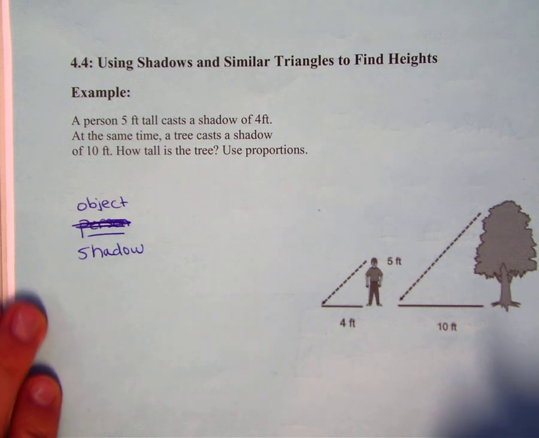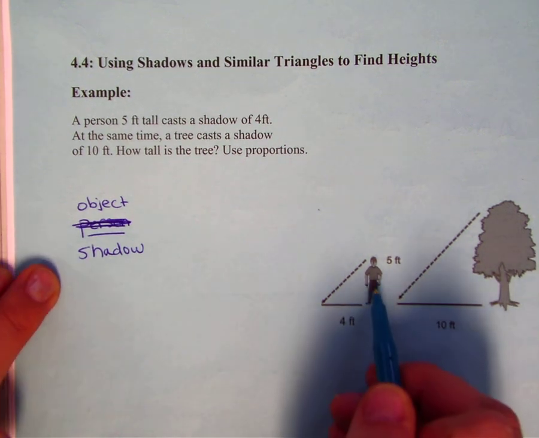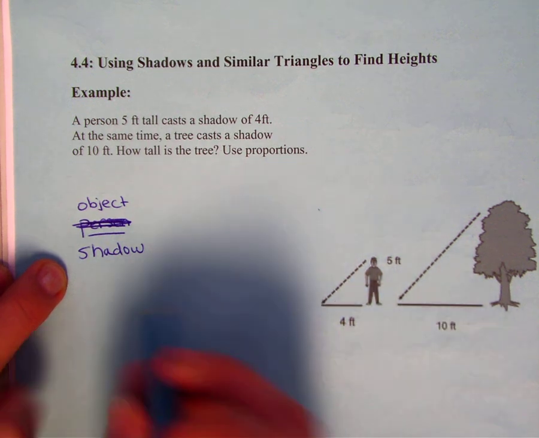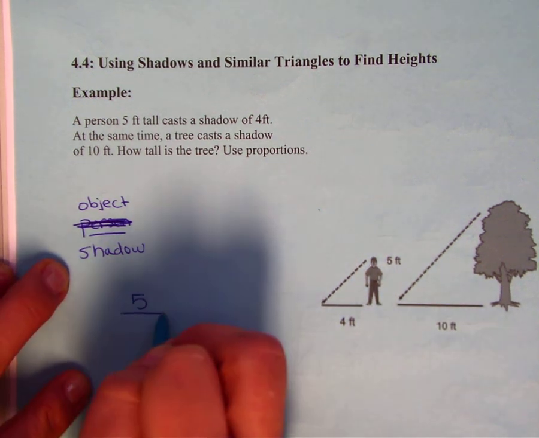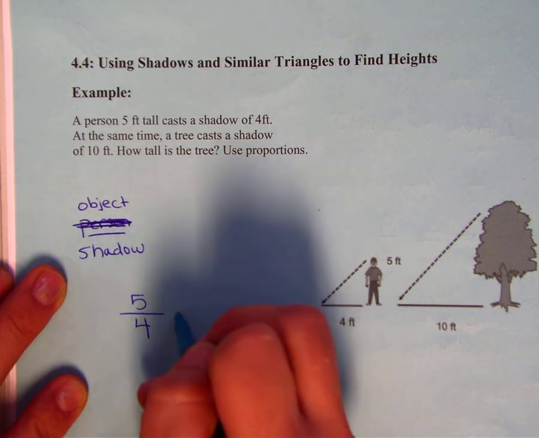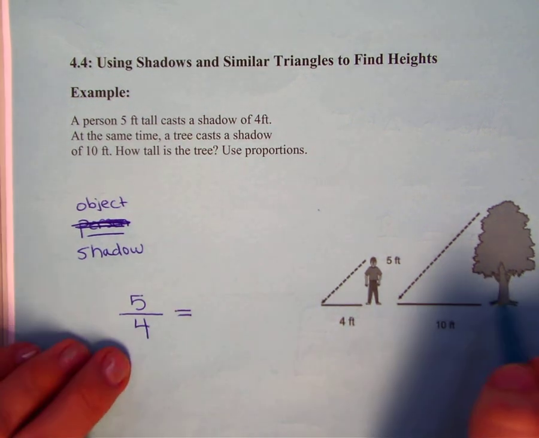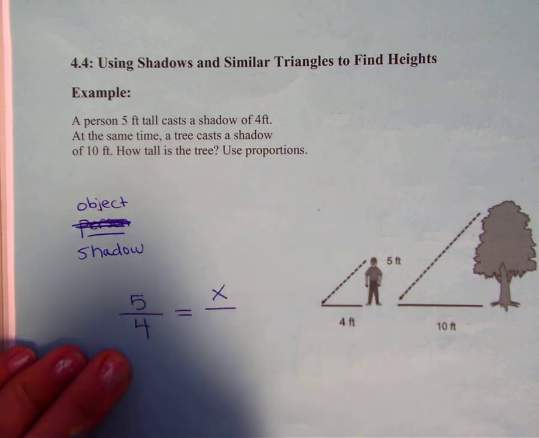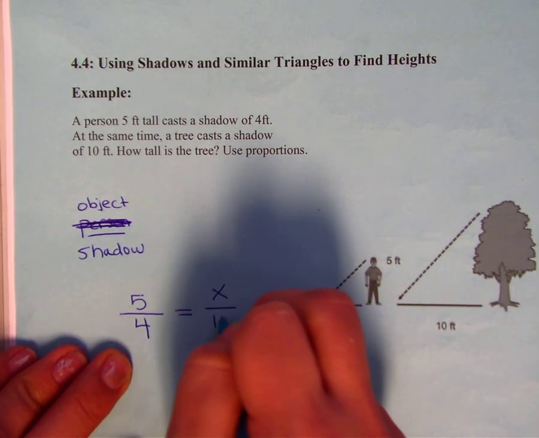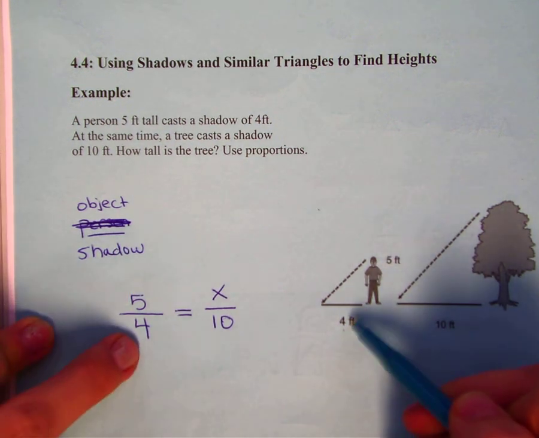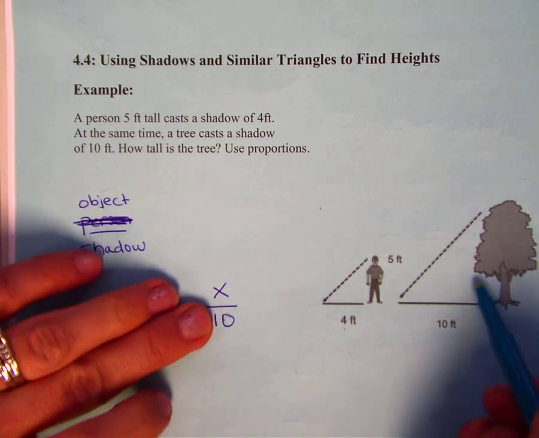So we're going to put object over shadow. Okay, so the person is our object. They are 5 feet tall, and their shadow is 4 feet. So we're going to put 5 feet over 4 feet. That's the person, their object over shadow. And that is going to be equal to the other object over shadow, which is the tree, which is our unknown. So maybe we put an X there, over its shadow, which is 10 feet. So this is the person over their shadow, and then the tree over its shadow.